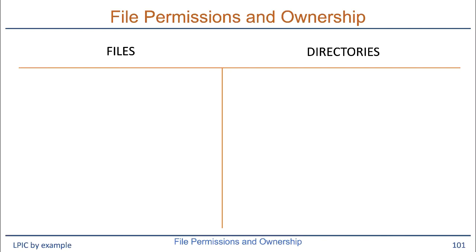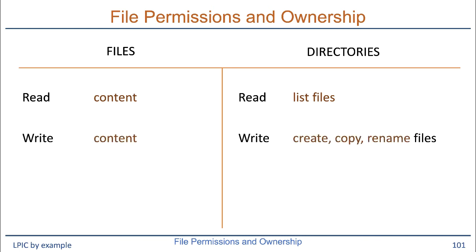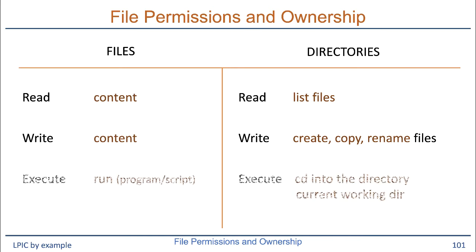Permissions on files and directories in the basics are the following. First, you've got read. If you have the read permission, then you're allowed to read the contents of a file or the contents of a subdirectory. When you have the write permission, it means you're allowed to change the contents of a file, or you're allowed to create files or copy files or rename files in subdirectories, which means you're allowed to write.